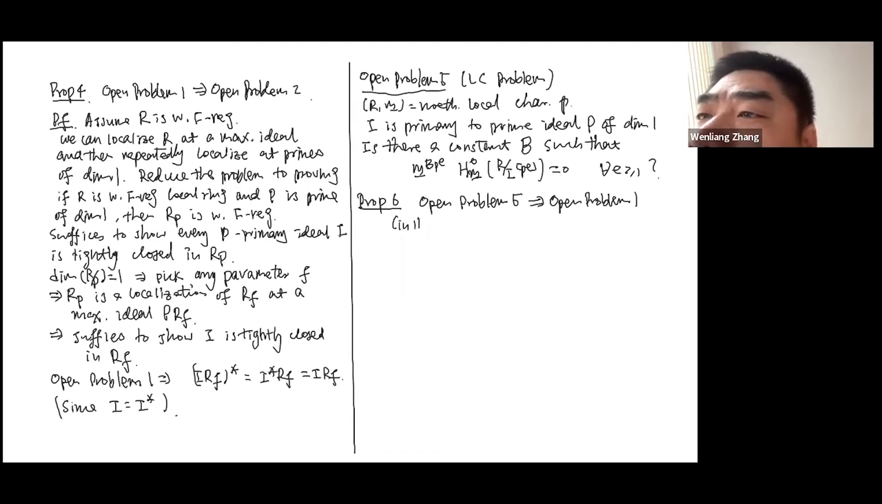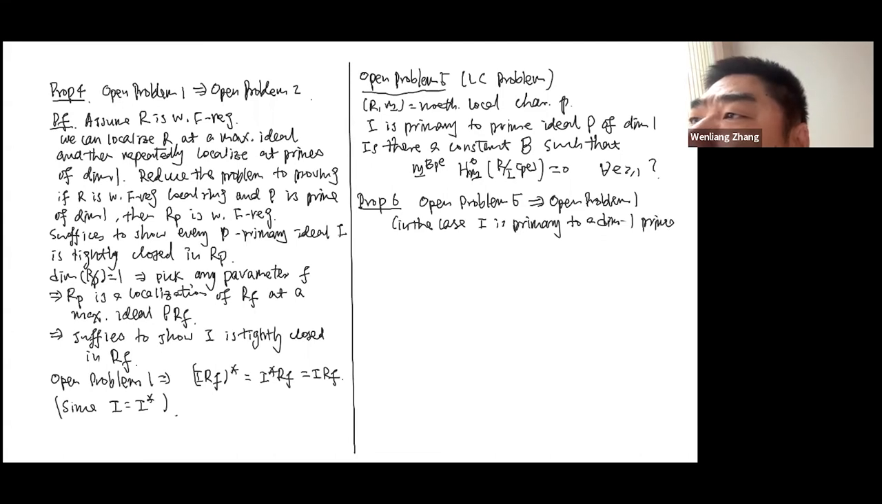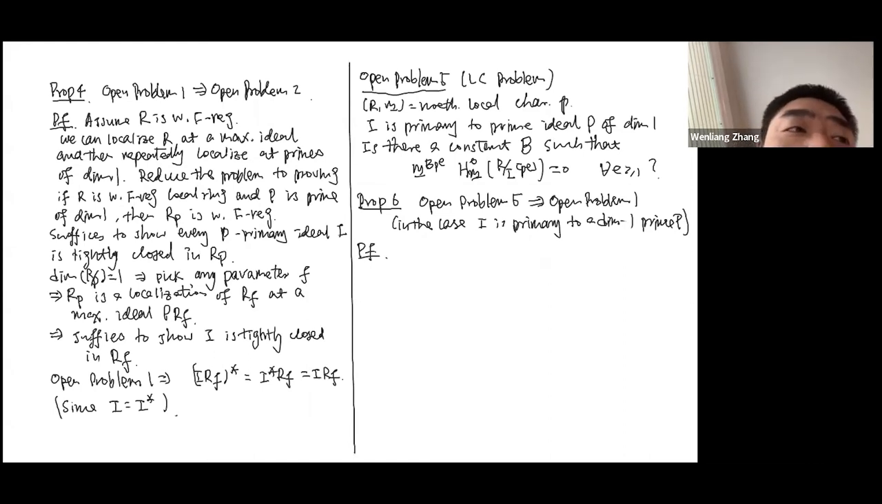So in the case where I is primary to a dimension one prime, capital P. And in the proof of proposition four, we've seen that that's the only real case that matters if we want to solve problem number two. But it doesn't solve problem one in full generality. So now let's prove this. But any questions on problem five or proposition four? All right, if not, let's prove this.